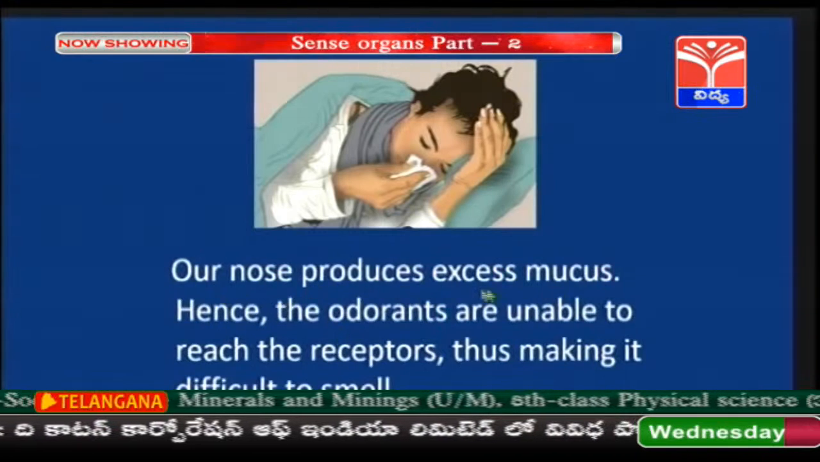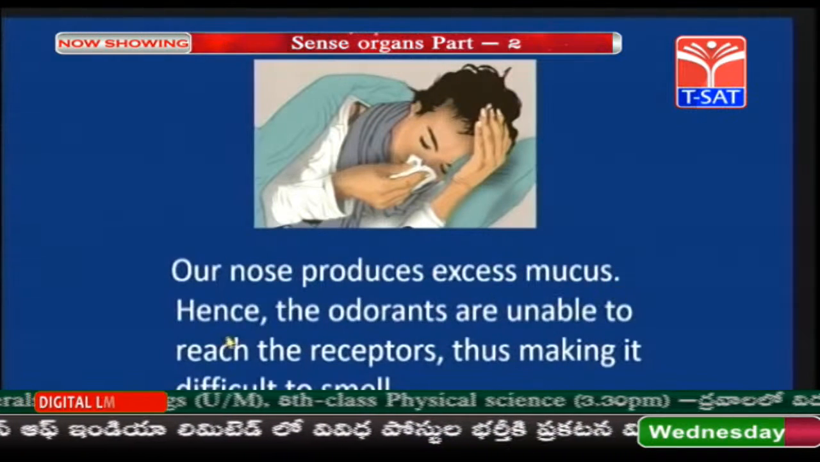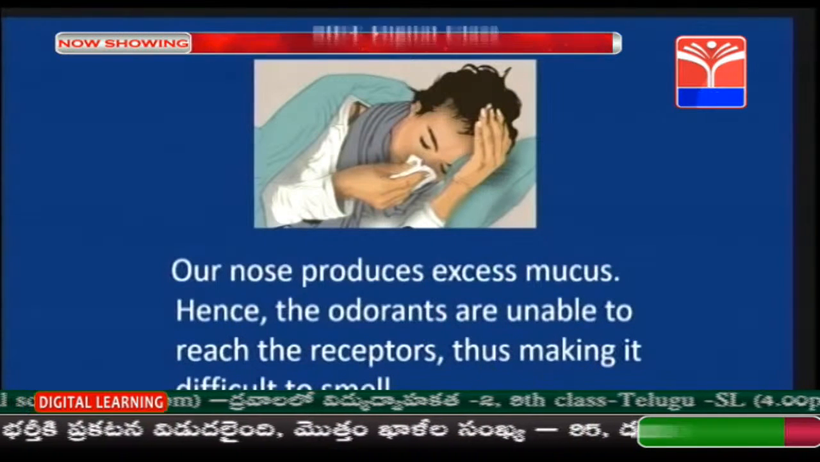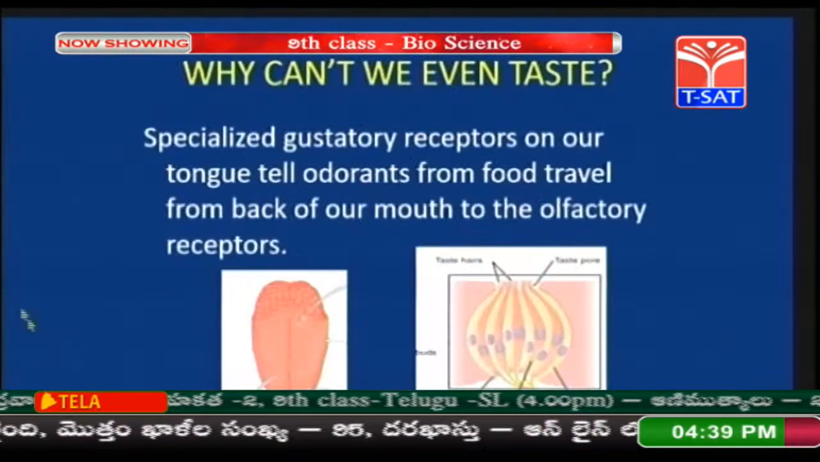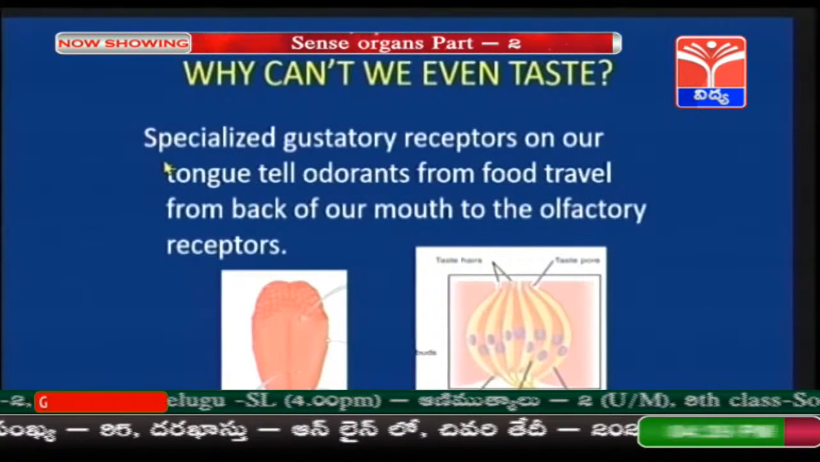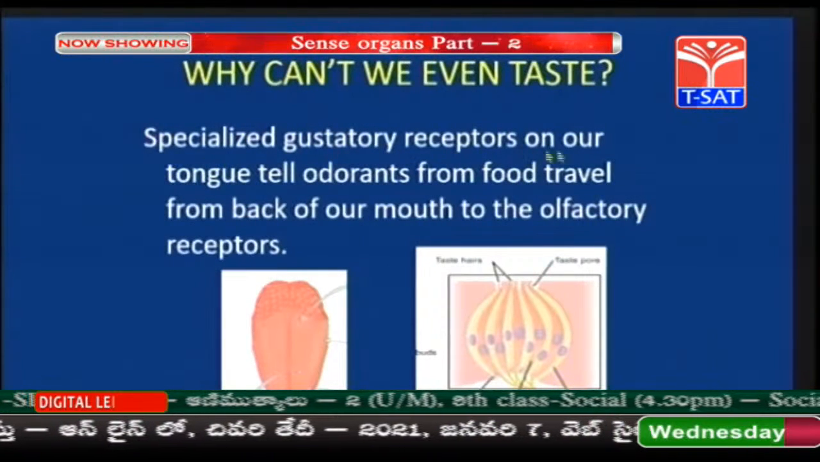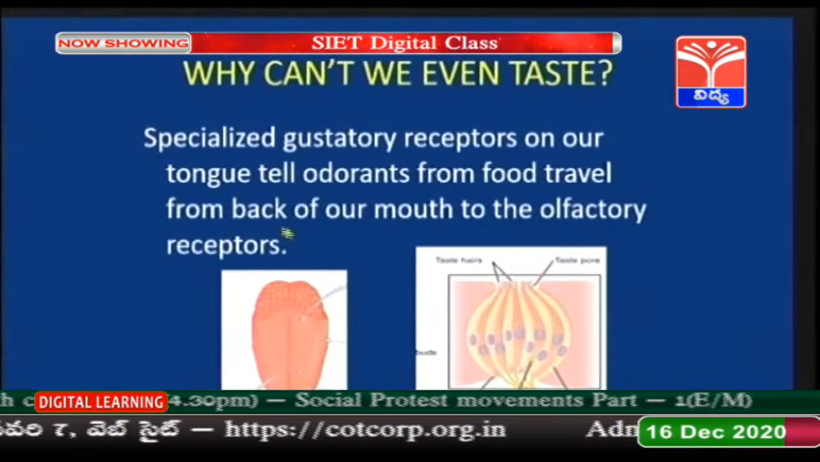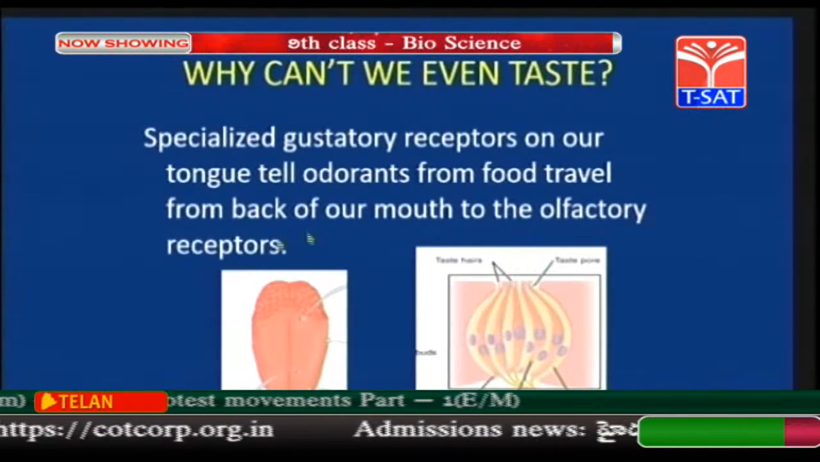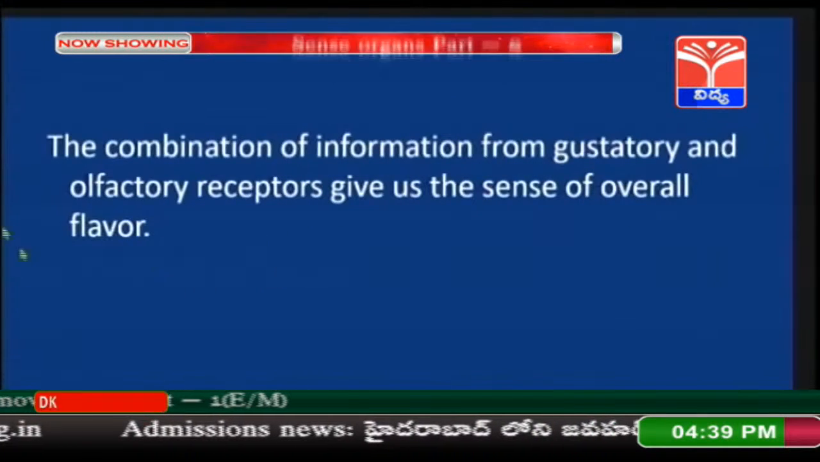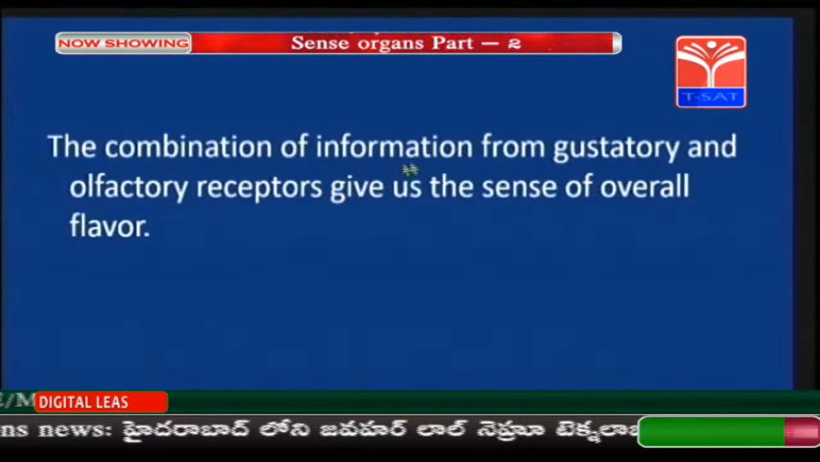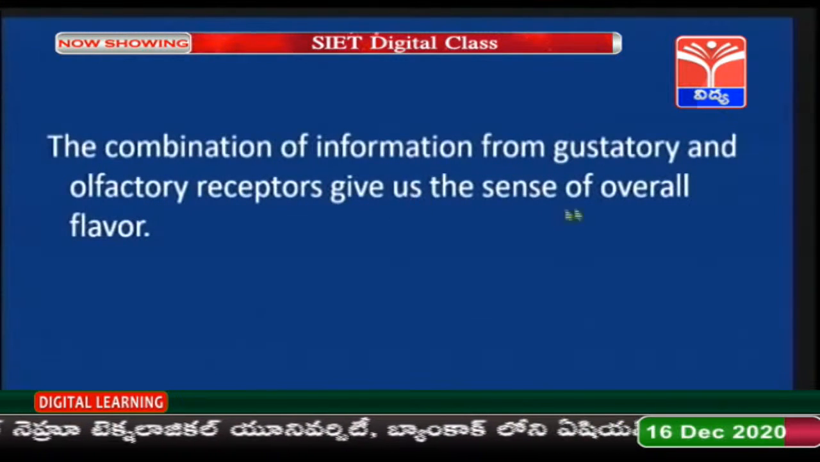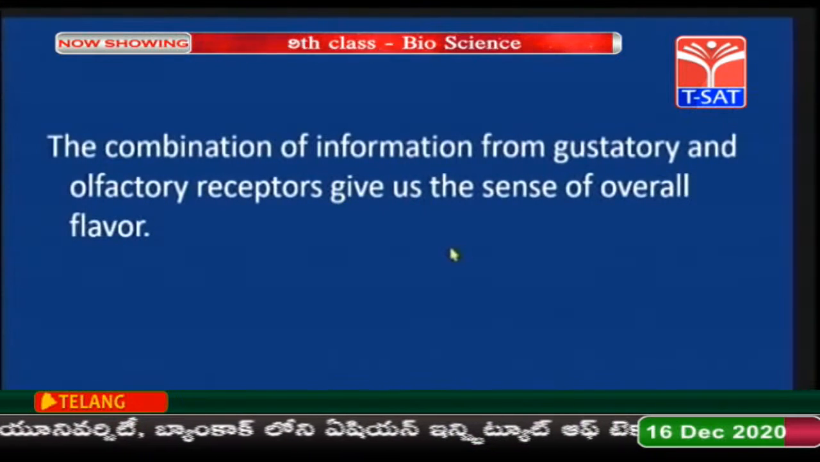Our nose produces excess mucus. Hence, the odorants are unable to reach the receptors, thus making it difficult to smell. So, why can't we taste also? Specialized gustatory receptors on our tongue tell the odorants from food travel back from our mouth to the olfactory receptors. So, the combination of information from gustatory and olfactory receptors gives us the sense of overall flavor.